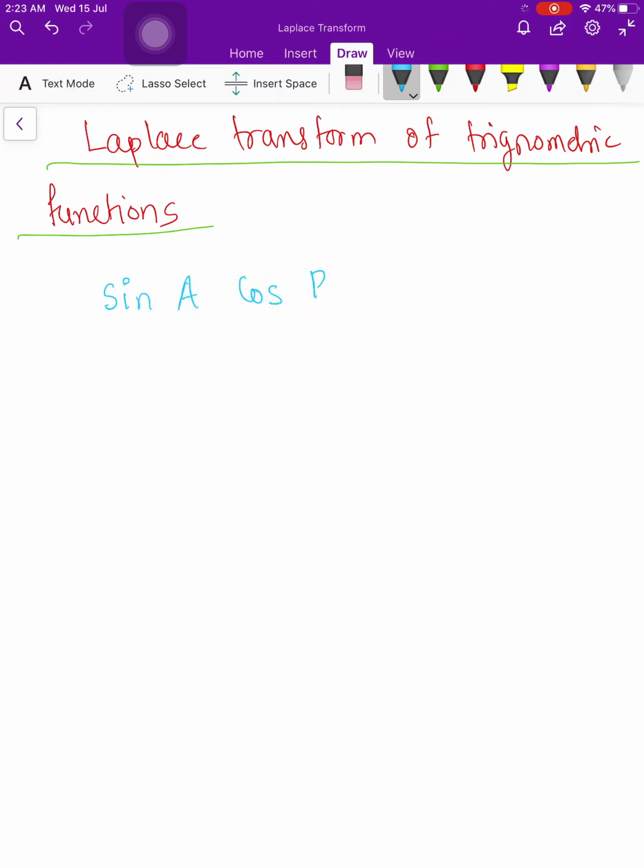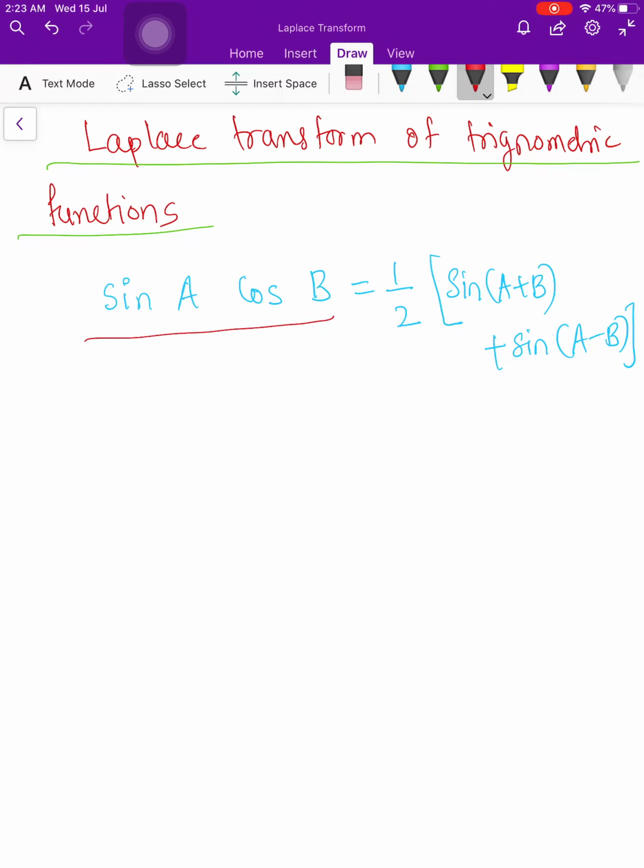cos B formula. Here it is 2, so we can take that 2 to the right hand side. So 1 upon 2, the formula is sine of A plus B plus sine of A minus B. So this formula we will be needing. What is happening in this formula? Here you see that you have a product of two trigonometric functions, and that product gets converted into two different terms. That's why we want this formula. It is a very important formula. I request all the students to learn this formula by heart.